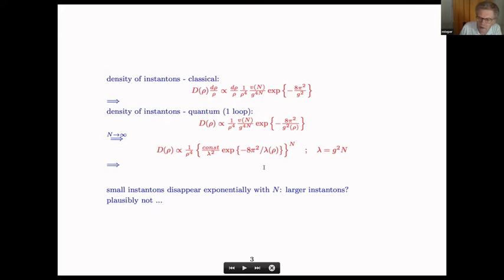So actually, I don't think Callan, Dashen and Gross would say that they're necessarily correct, but it does show that it's quite plausible that larger instantons survive the large N limit, even if small instantons vanish exponentially.